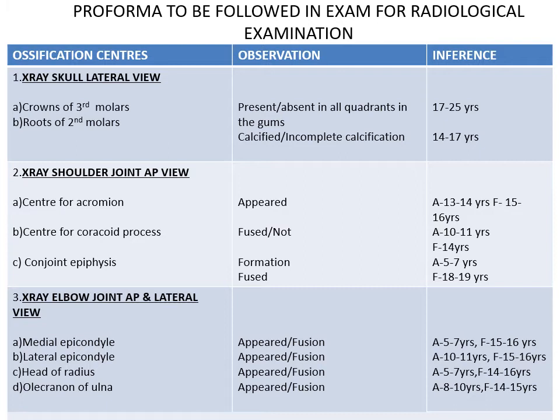So appearance of medial epicondyle is at the age of 5 to 7 years and fusion 15 to 16. Lateral appears at 10 to 11 years and fusion is at the age of 15 to 16 years. And head of radius appears by 5 to 7 years and fusion is over by 14 to 16 years. Now coming into olecranon of ulna, it appears 8 to 10 years and fusion is complete by 14 to 15 years. So on the whole, all the centers at an elbow joint are complete by the age of 16 years, whereas in case of a shoulder joint, they are complete by the age of 18 years.